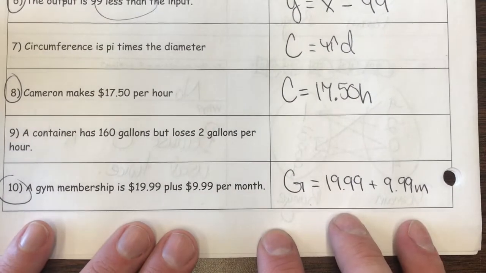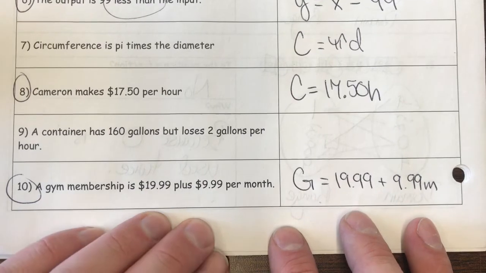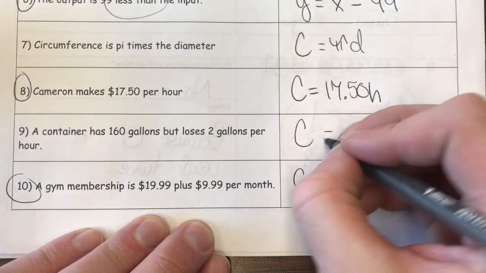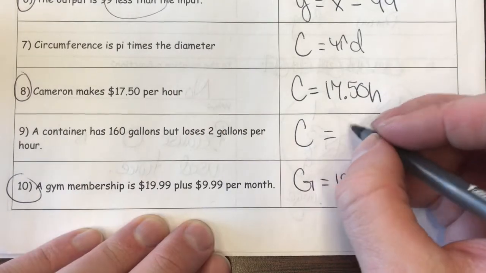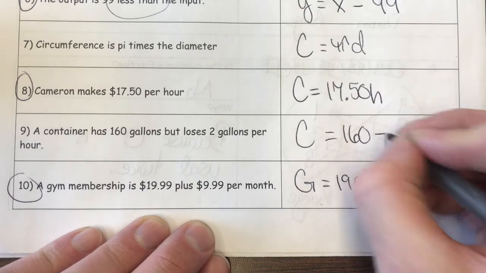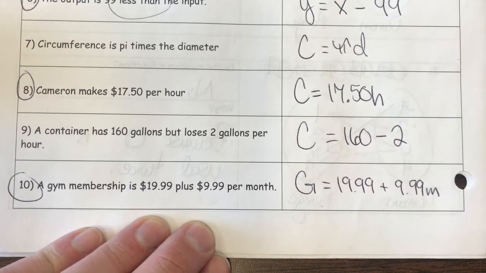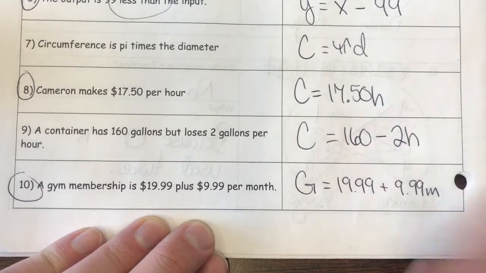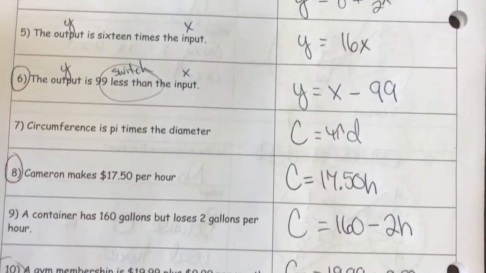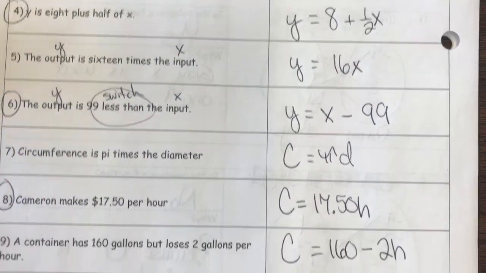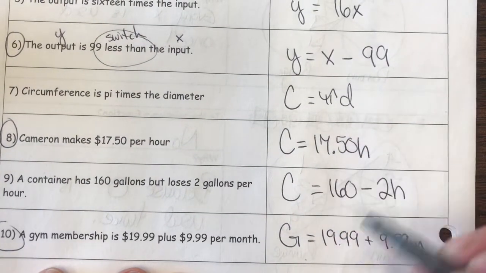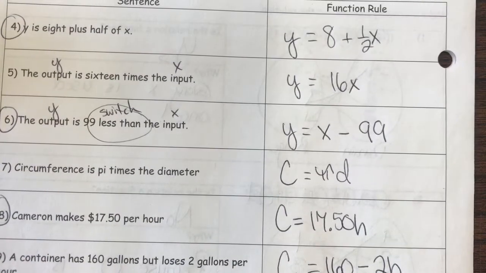A container has 160 gallons, but loses 2 gallons per hour. So a container has, equals 160 gallons, but loses, take away, 2 gallons per hour. All right, there you have it. And from then on, I can make tables if I want to, plug things into other things. But that's what I got.